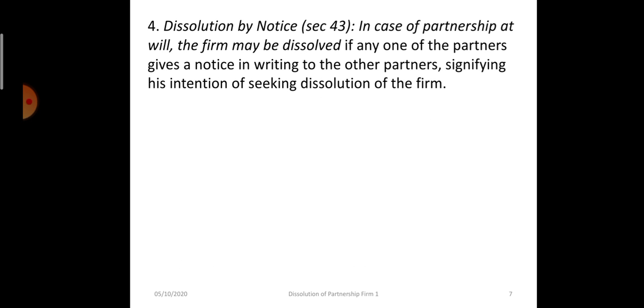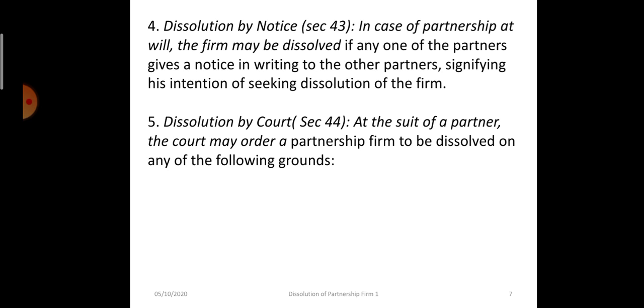Then dissolution by notice. In these first 4 points the court is not interfering in the dissolution of the partnership firm. Like in case of partnership at will, the firm may be dissolved if one of the partners gives a notice in writing to dissolve the firm. In that case also the partnership may be dissolved. Now this 5th one, dissolution by court, here the court is interfering.